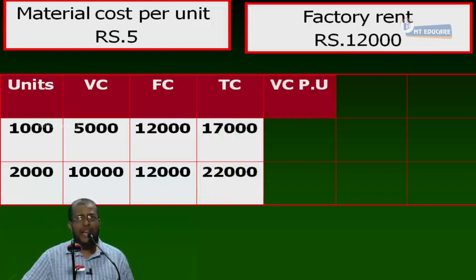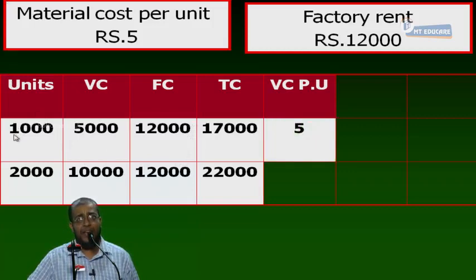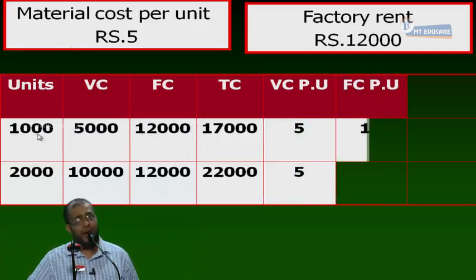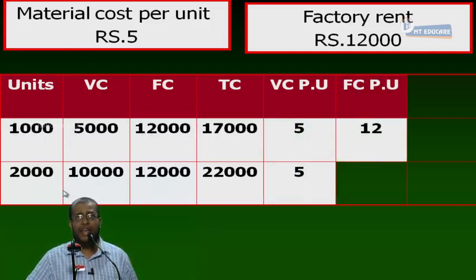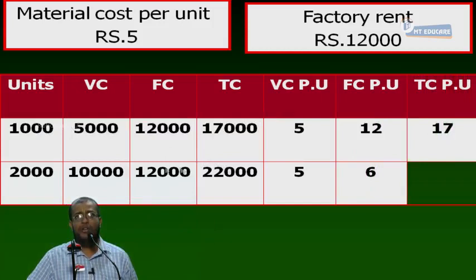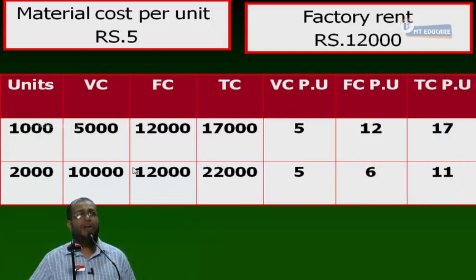Now, the variable cost per unit: 5,000 by 1,000 is how much? 5. 10,000 by 2,000 is how much? 5. Fixed cost per unit: 12,000 by 1,000 is 12. 12,000 by 2,000 is 6. The total cost per unit: 17,000 by 1,000 is 17. 22,000 by 2,000 is 11. Are you following my calculations or not?